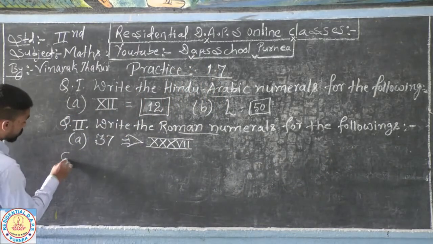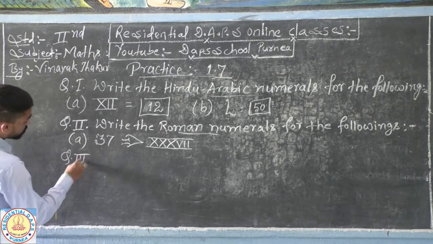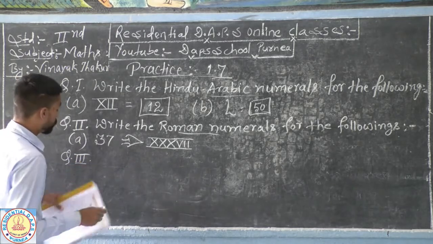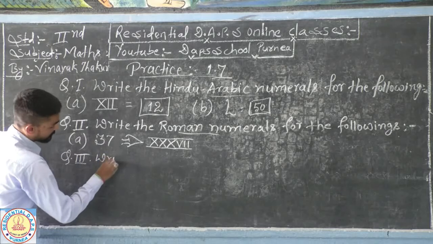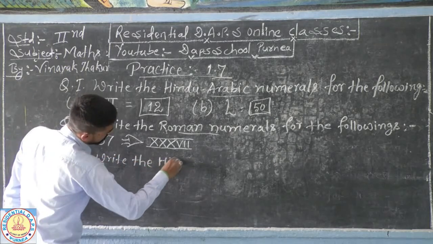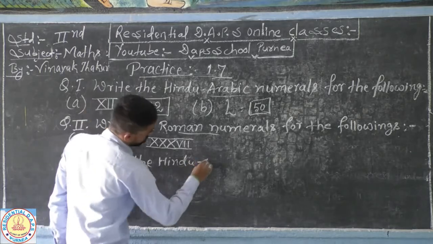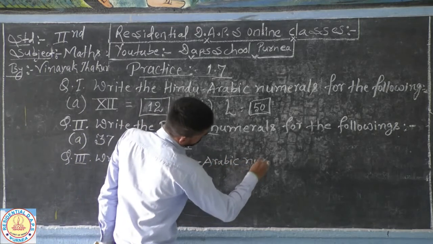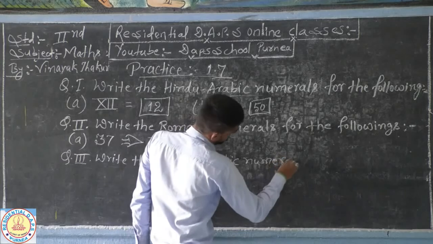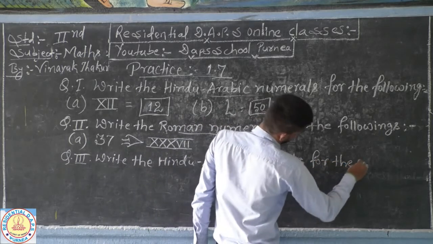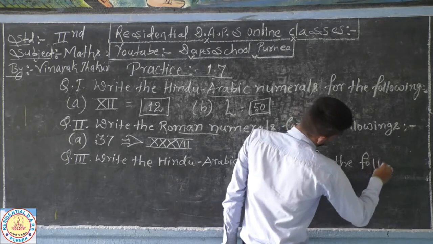So in your question number three, what does it say here? Write the Hindu Arabic numerals for the following.